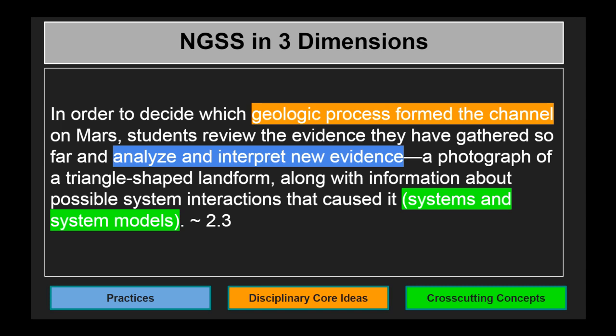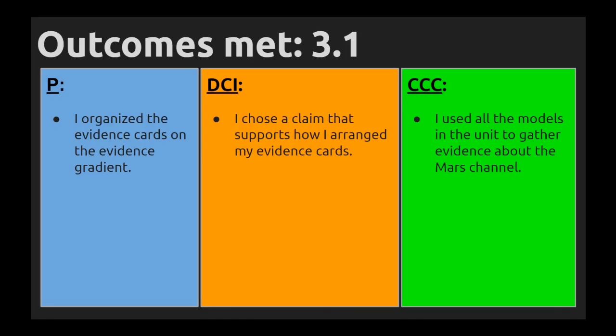You're going to get a photograph, or actually two photographs, of a triangle-shaped landform, along with information about possible system interactions that caused it, going back to things like atmosphere, hydrosphere, biosphere, geosphere. From that, we're going to start constructing an argument more and more every day.